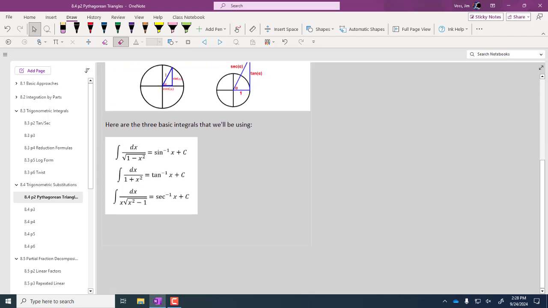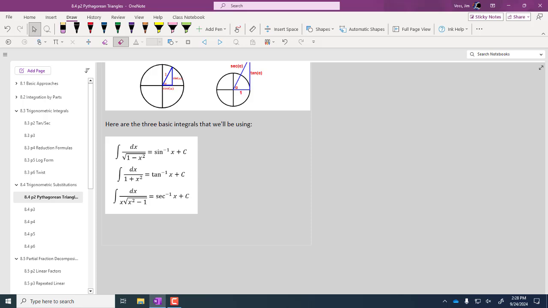The next thing we are going to need in order to make this all work are the basic inverse trig function integrals. The integral of 1 over the square root of 1 minus x squared, that's inverse sine. So you need to know your three basic inverse trig integrals.